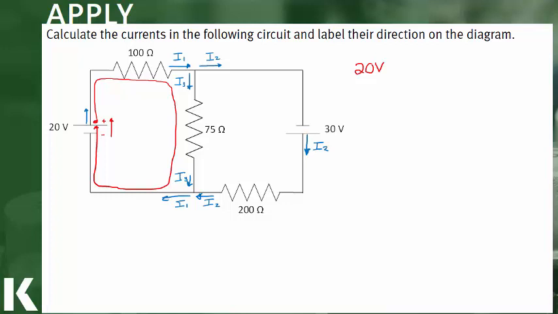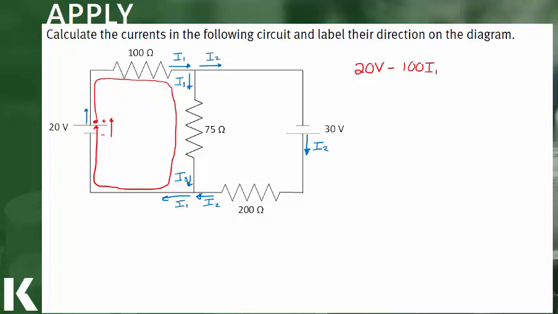Now we are going across this 100 ohm resistor. Anytime you go through a resistor, the voltage drop will always be negative. And if we look at the voltage drop across this resistor, it would be the current, I1, times our resistance, which would be 100 ohms. So this would be minus 100 I1.